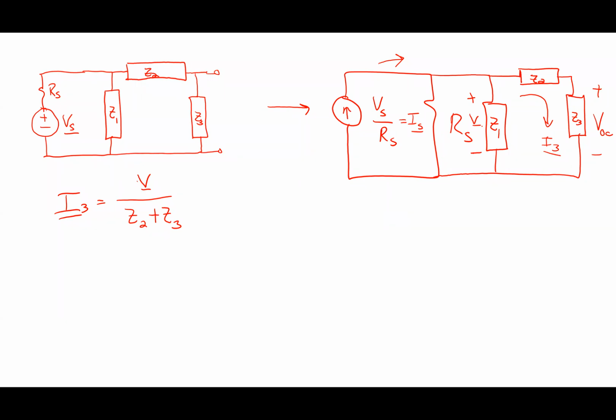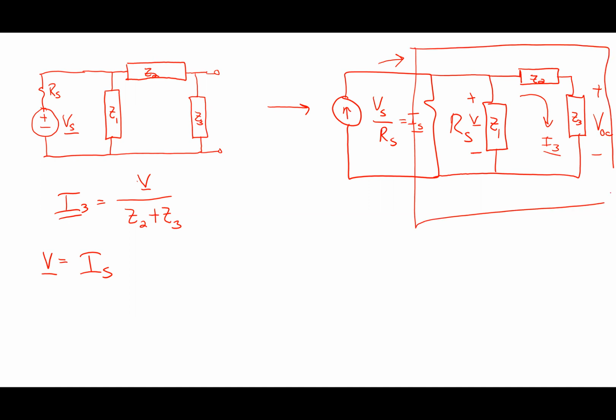Yeah. Okay. So how would I figure out that voltage? What's V? IS times RS. Nope. So it's the voltage across the parallel combination of RS, Z1, and Z2 plus Z3 in series, right? So it's the same thing as before. V is IS, the current entering this parallel combination over here, right? The current entering that combination, which is IS, times that parallel combination.